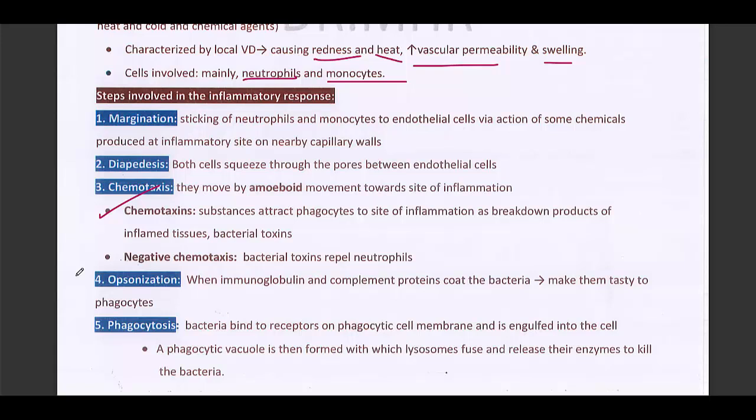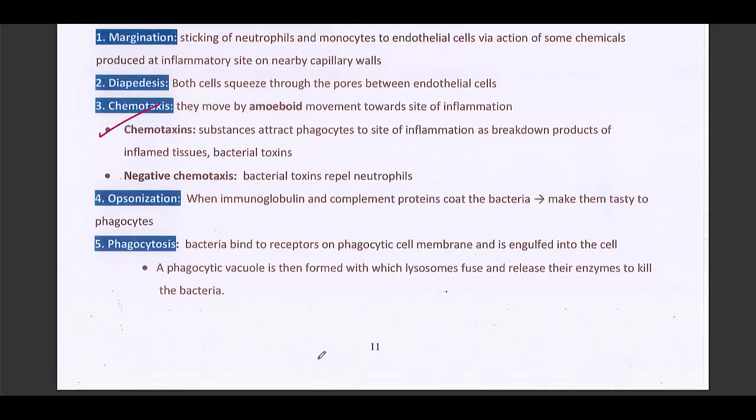The fourth step is opsonization, when immunoglobulin and complement proteins coat the bacteria, making them tasty to phagocytes. Fifthly, phagocytosis. Bacteria bind to receptors on the phagocytic cell membrane and are engulfed into the cell. A phagocytic vacuole is then formed, with which lysosomes fuse and kill the bacteria.